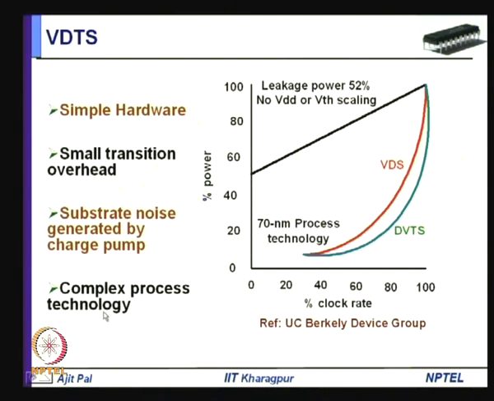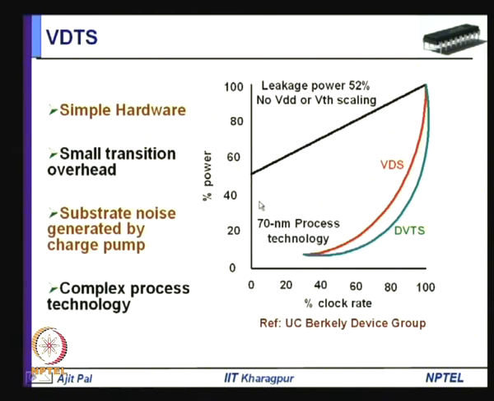As we have already seen, whenever you are using multiple threshold voltages, then not only the substrates and the wells are to be separated to apply the different supply voltages. You will require additional hardware to apply the different body bias voltages, and you have to use triple well technology. So, triple well technology is definitely a very complex process technology, and that is the price you have to pay to reduce the leakage power by using dynamic threshold voltage scaling.